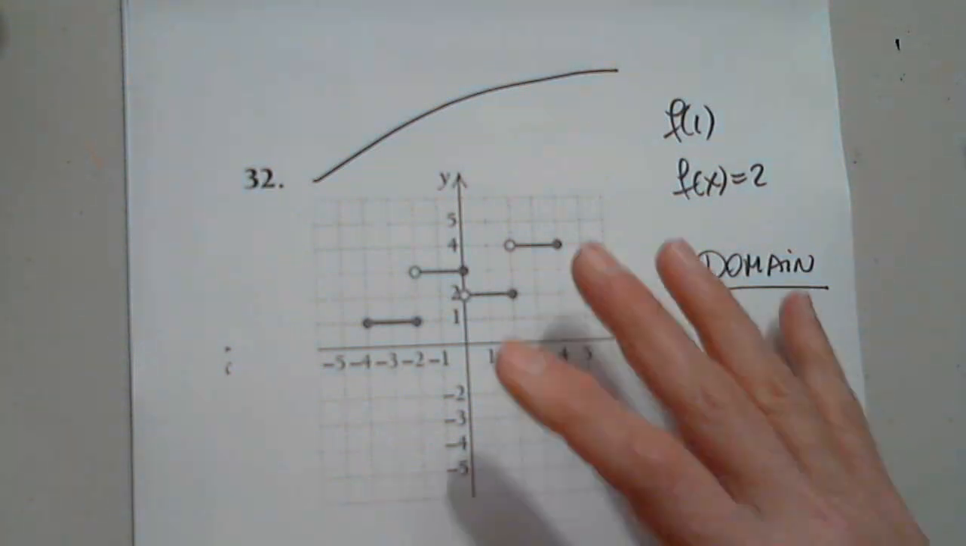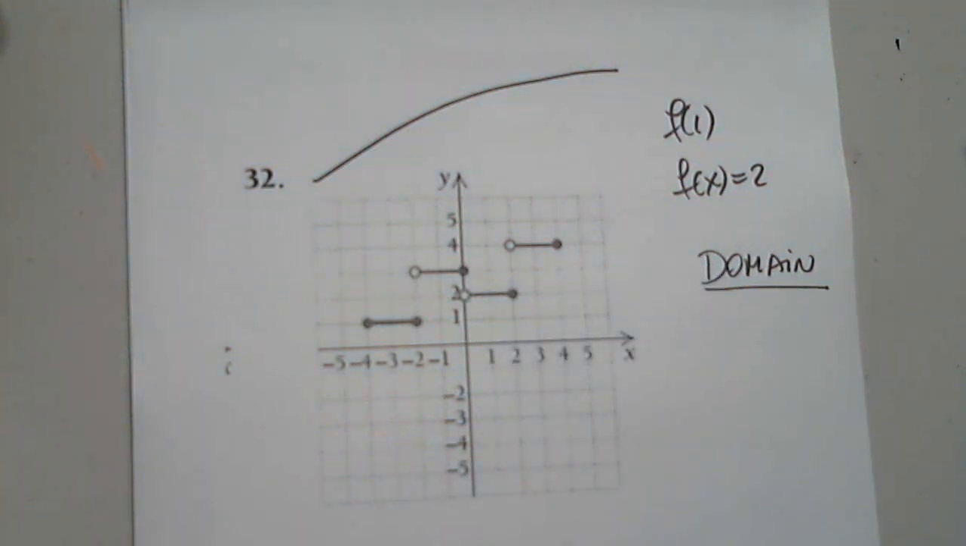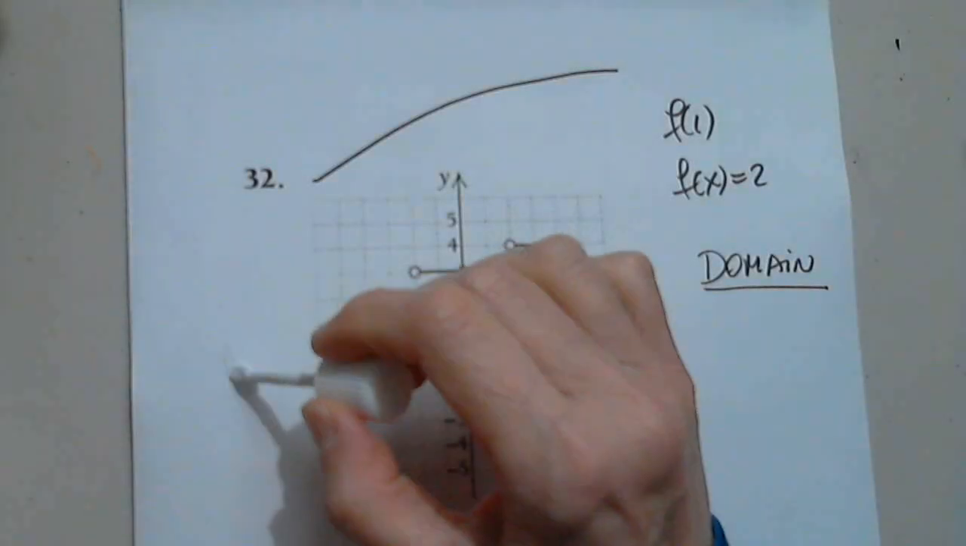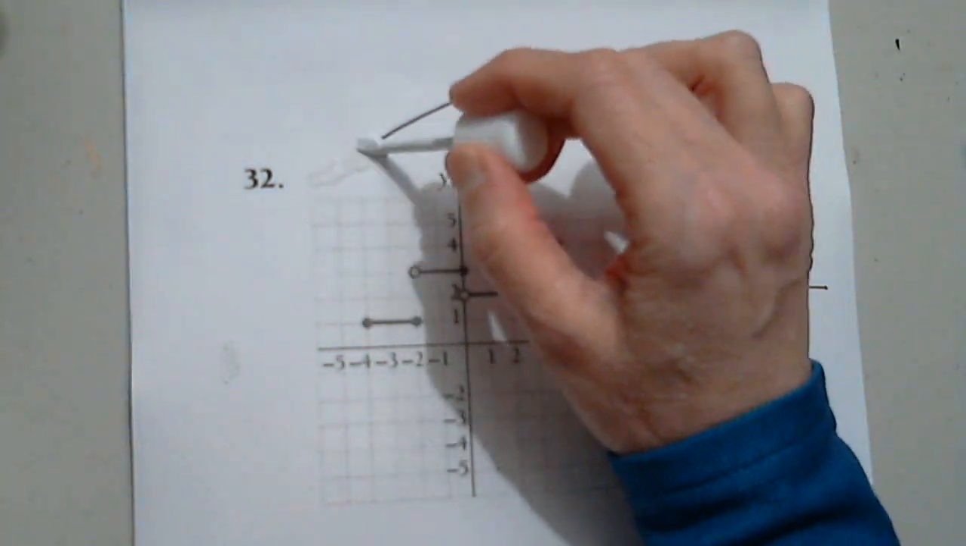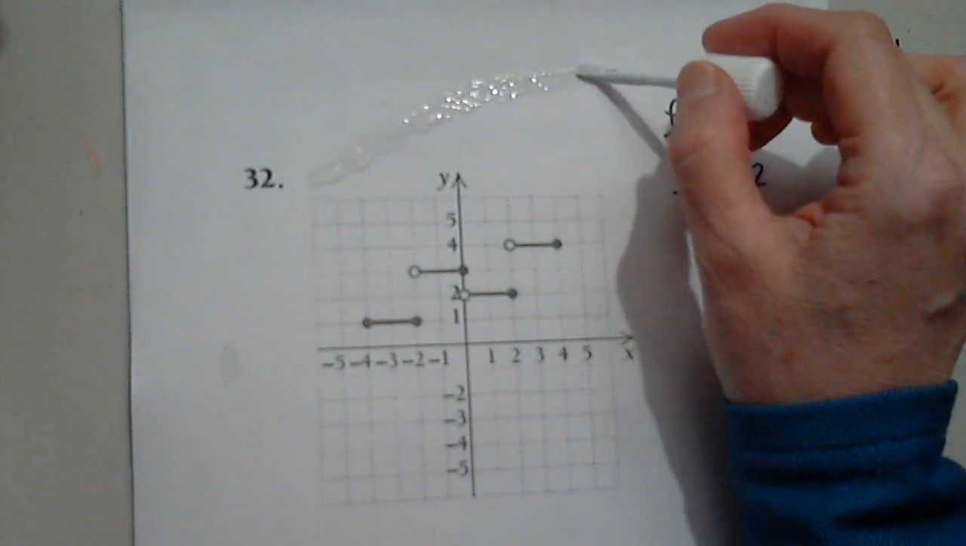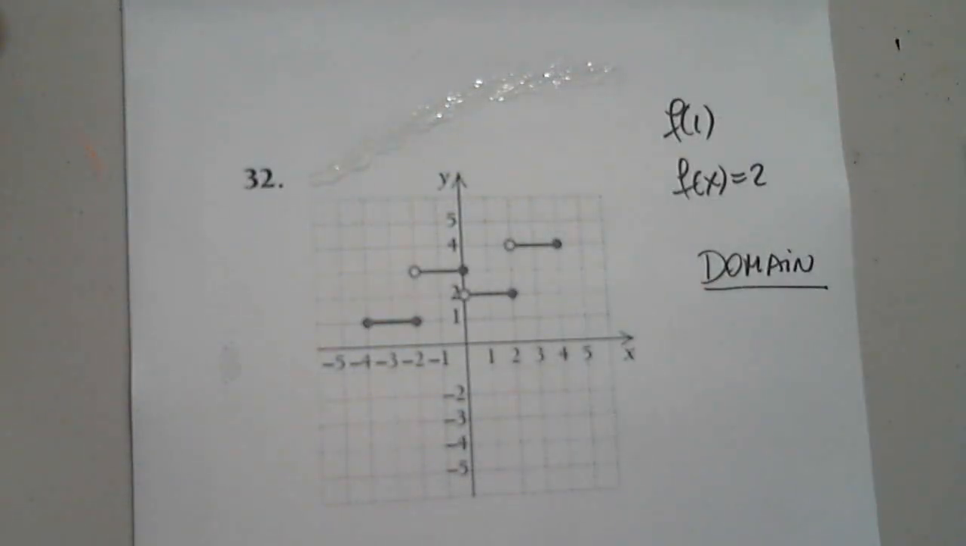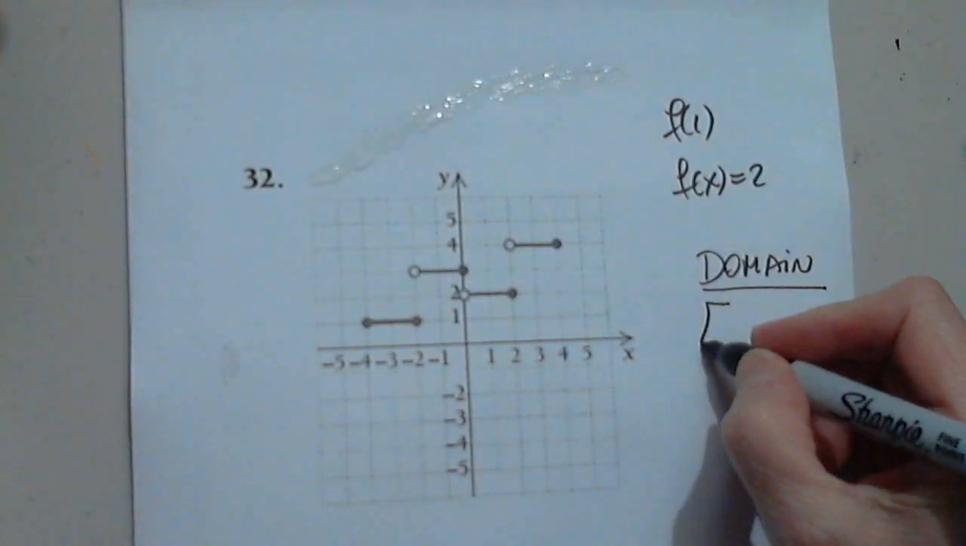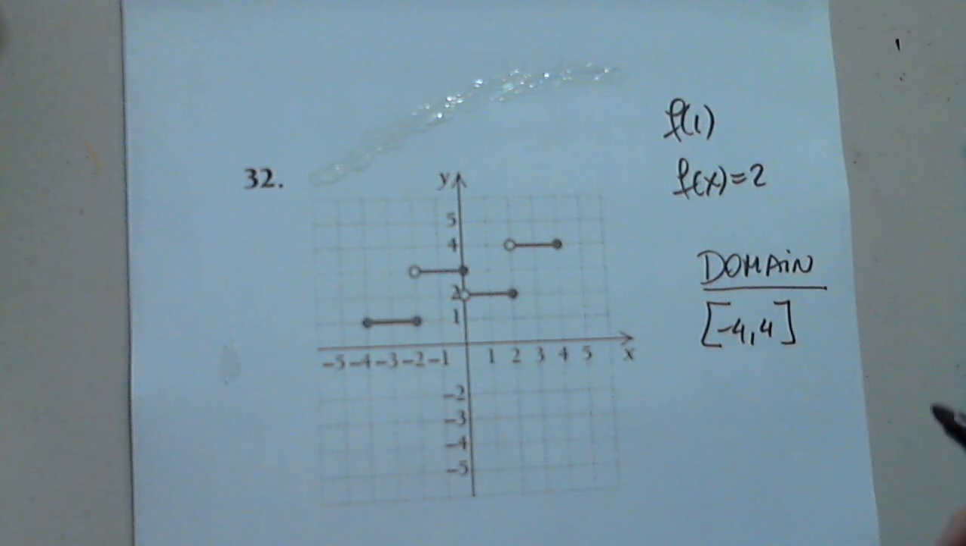Can anyone express the domain for us? It's okay if you're wrong. Would it be a bracket, -4 to +4, and then close bracket? Excellent. Absolutely perfect. Who was that? Samantha. Samantha, thank you. Domain indeed between -4 and 4 with brackets.